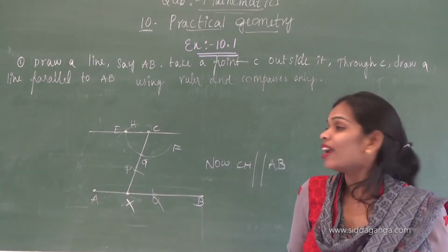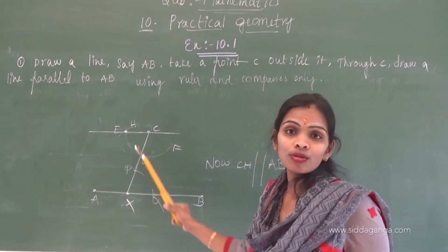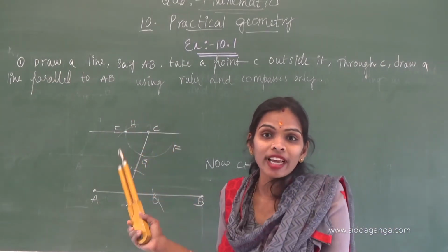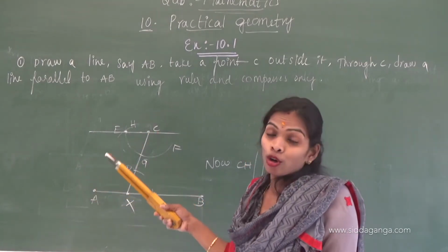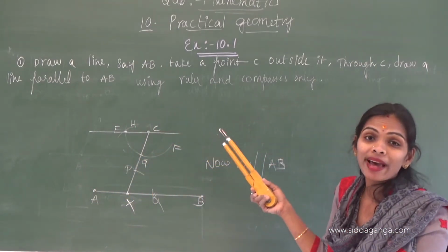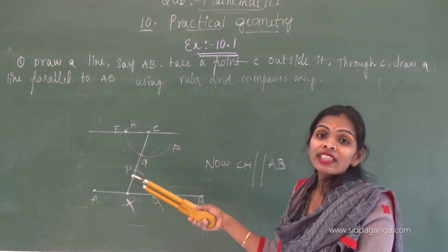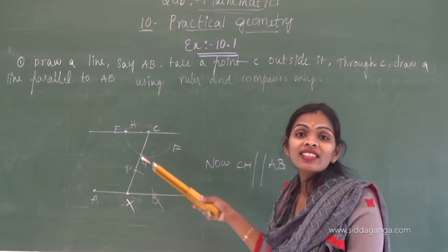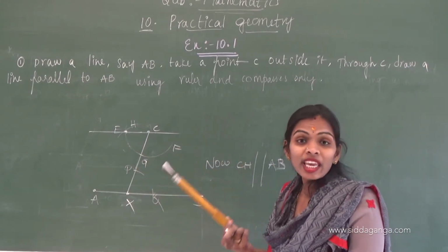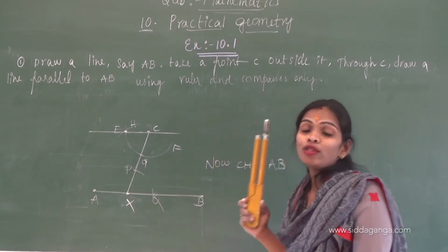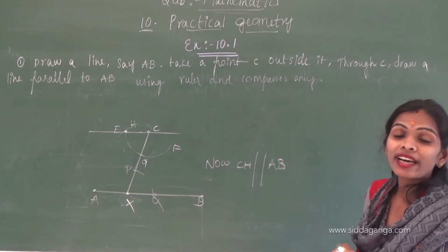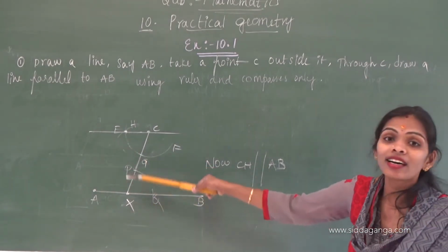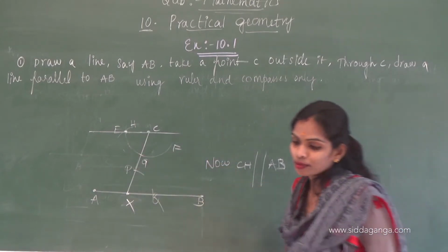How I am telling that these are parallel: two lines are said to be parallel if their interior opposite angles, formed by the transversal, are equal. By using that logic, I am constructing the parallel lines here. See here, interior opposite alternate angles.